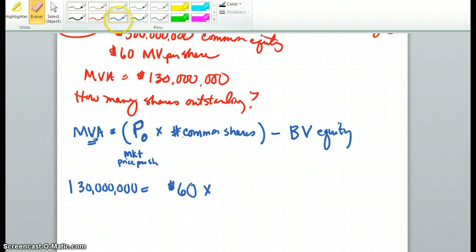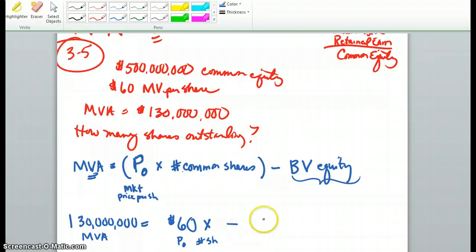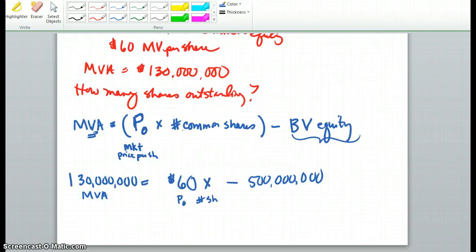So I've got the market value added is the price per share times the number of shares, and x represents what I don't know, and I will subtract the book value of the equity. They have actually given us the book value of the common equity: it is 500 million. And so now I can algebraically solve that problem.